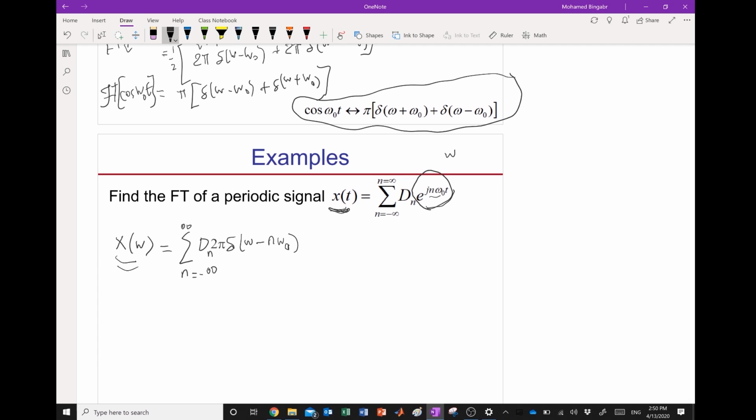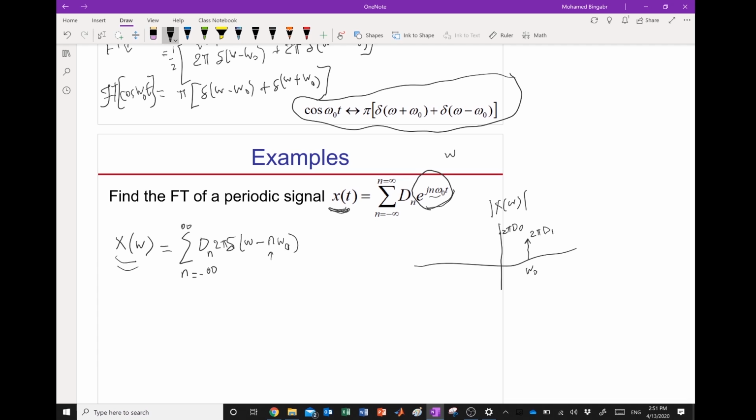And if you plot X(ω), the magnitude, when n is 0, that's the DC, you get just 2π D0. When n is 1, you get an impulse at ω0. What's the strength of it? It's 2π D1.